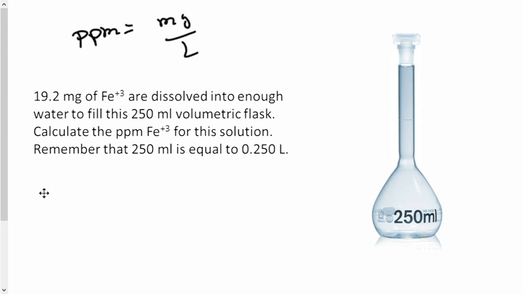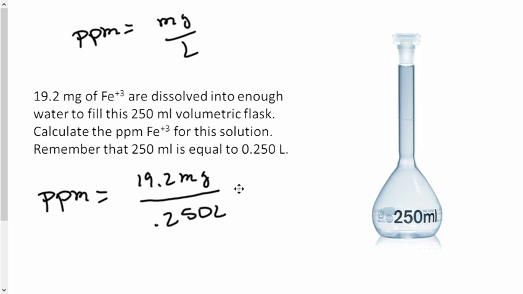So let's calculate our part per million. So part per million is going to be equal to 19.2 milligrams divided by 0.250 liters. And that's going to come out to be 76.8, and we label that ppm Fe+3. Okay, so that's how we do that.